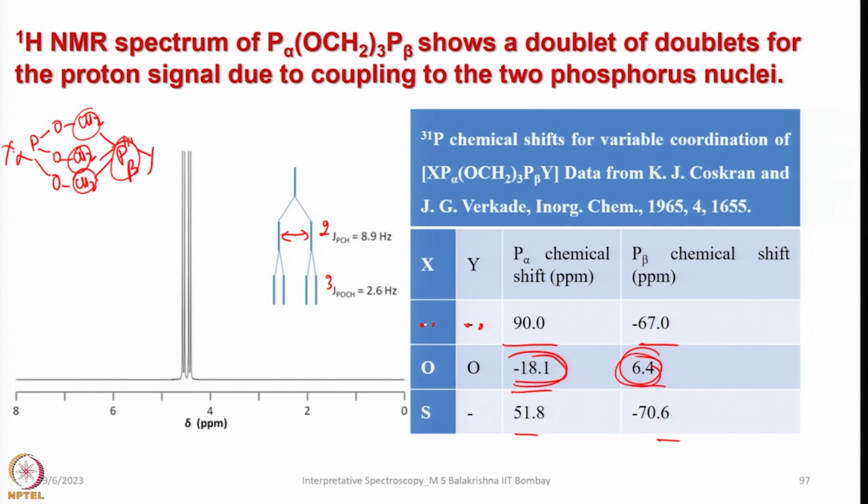But if we oxidize with sulfur and get the corresponding disulfide, then P alpha comes around 51.8, whereas P beta comes around minus 70.6. This is still lone pair is intact. Only P alpha is oxidized to sulfur and still P beta has lone pair intact. In that case, slight shift is there. You can see minus 67 to this one coming. It's because of secondary effect, because the other phosphorus is now oxidized. So little bit alteration in the neighboring groups can also have some influence on their chemical shift, as can be seen from this example here.